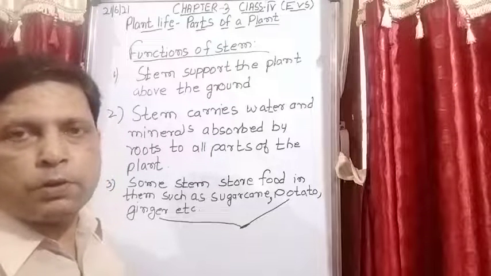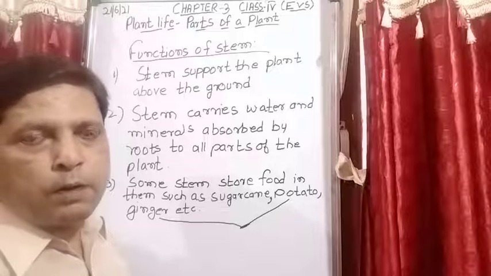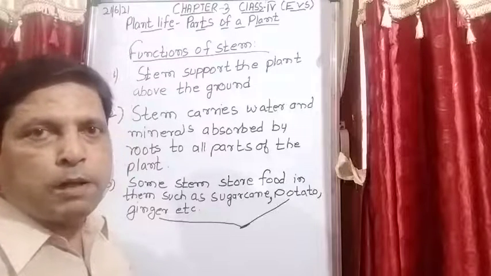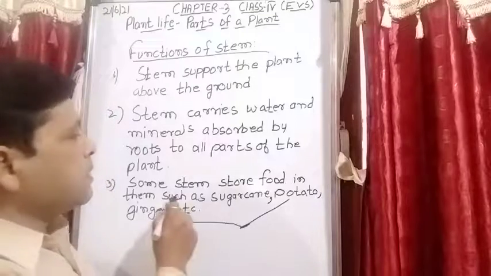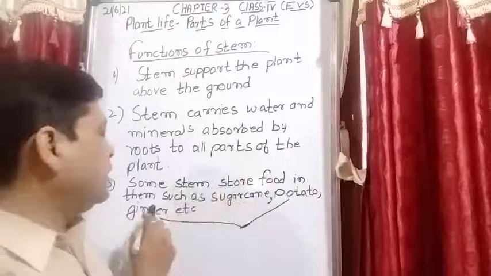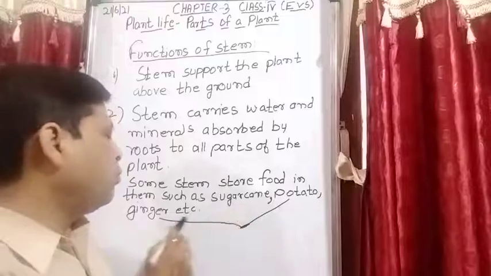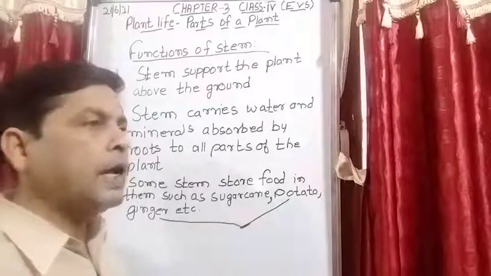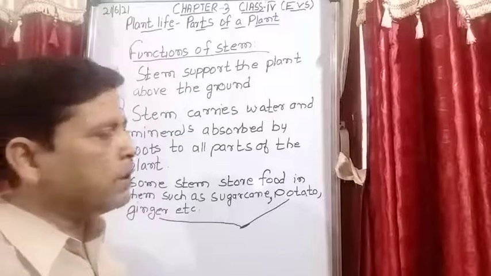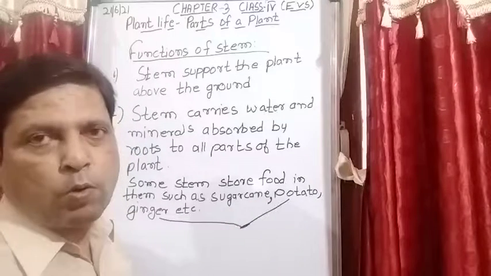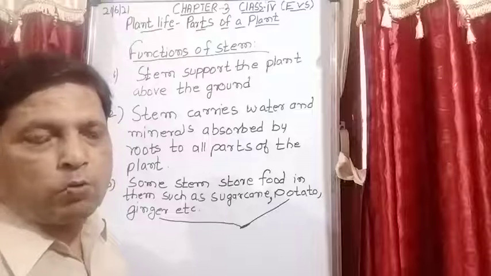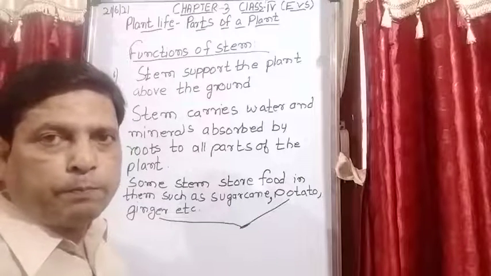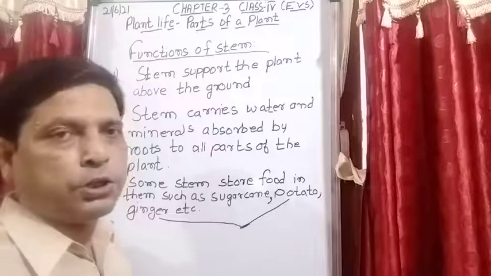So this is the second function of a stem. And the third function of a stem, like roots, is to store some extra food. In the same manner, some stems also store food in them, such as sugarcane, potato, and ginger. But potato and ginger are underground stems, because we get them from the soil. They are known as underground stems, and we eat them. Okay, potato and ginger.